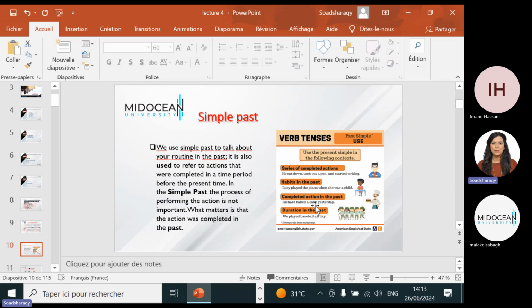Okay. So here, in general, we use the simple past in the following contexts: series of completed actions, habits in the past, completed action in the past, and duration in the past.